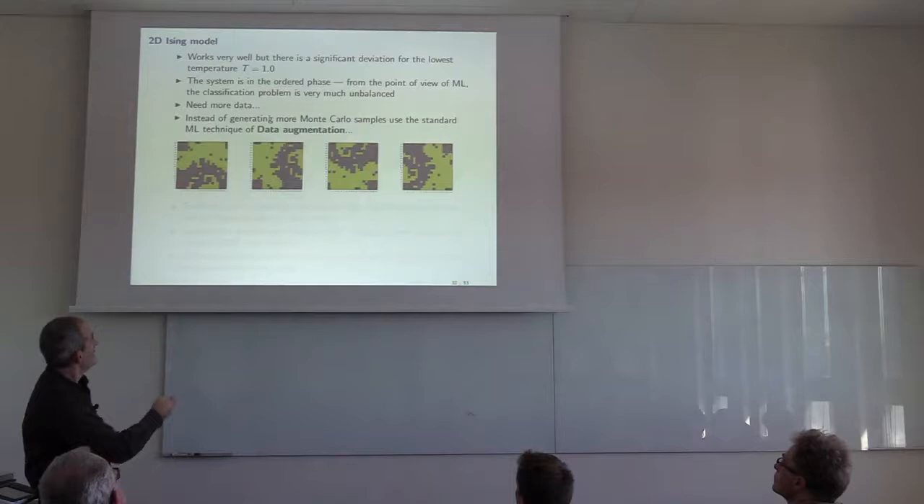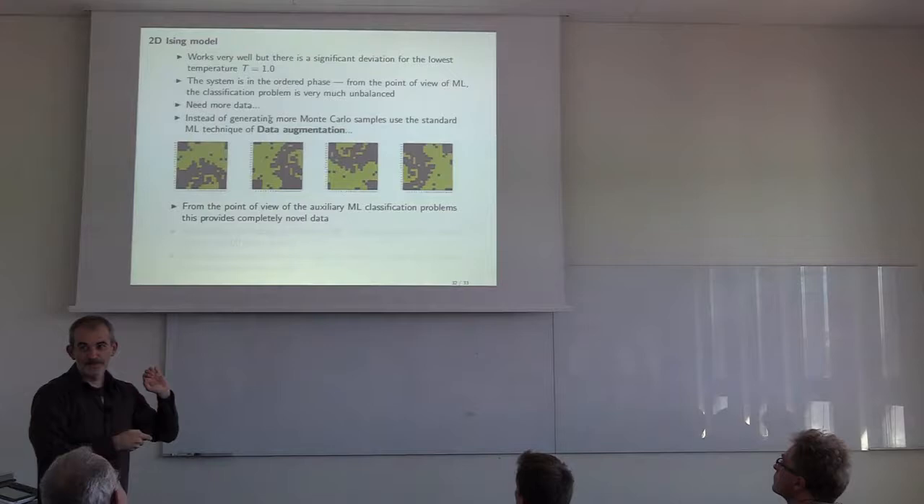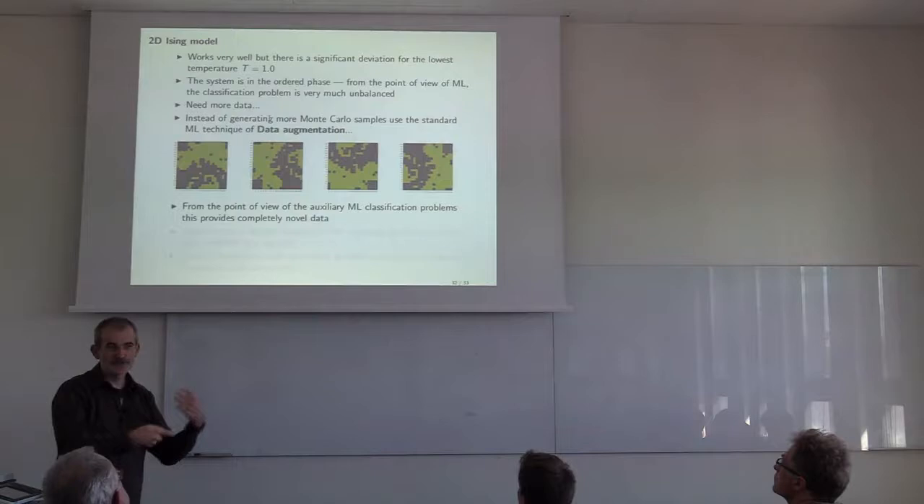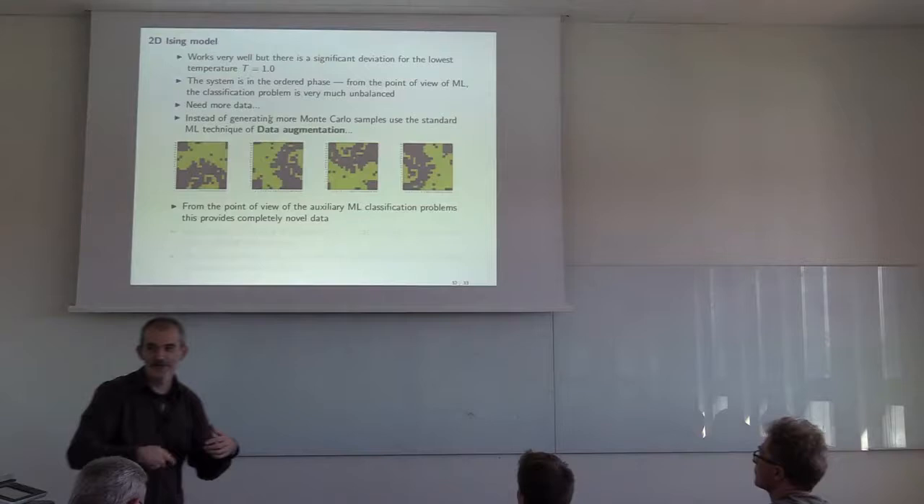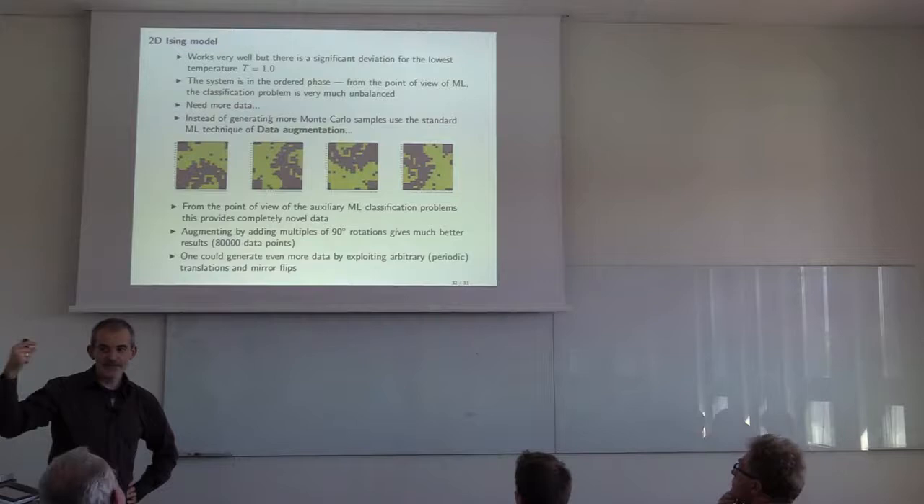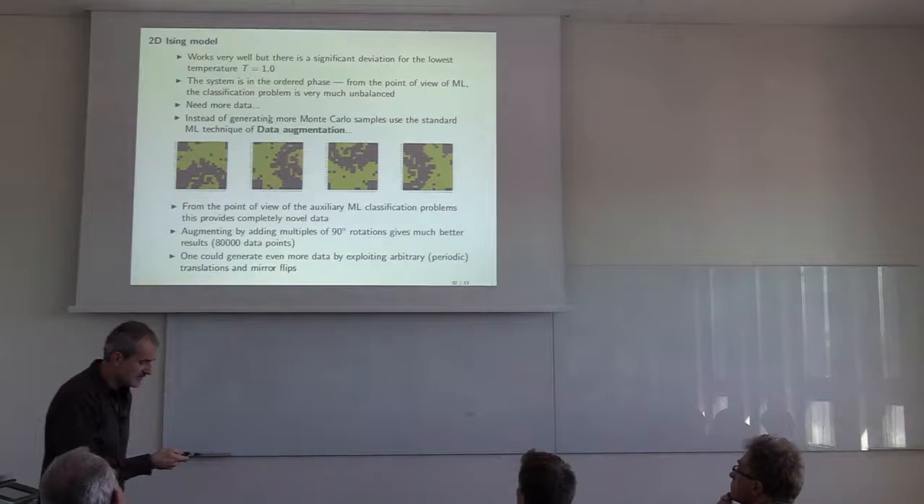And now from the point of view of those auxiliary classification problems, this would be completely novel data. Because, for example, if we want to predict this spin as a function of these three ones, then we see that those data points will be completely different, right? Independent. So in this way, we can very easily generate additional data and get the results. We did that, so using those 80,000 data points, we got those magenta points on the plot, and they fitted the results at T equal to 1 much better.